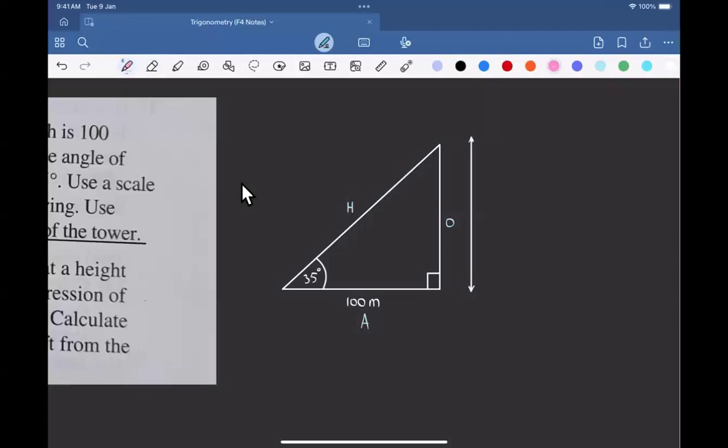So Bryce, when we see the question, we're trying to find for what? Remember again, the hypotenuse, adjacent, opposite. We're trying to find for the opposite. Right, so I'm going to underline that. And what length do we have? 100 meters. Right, so that's the adjacent. So we have the opposite and adjacent. Which one has opposite and adjacent in it? Which one? So, tan.